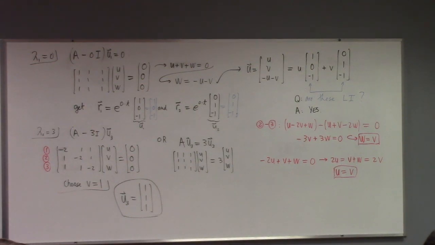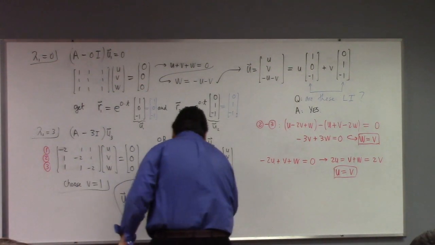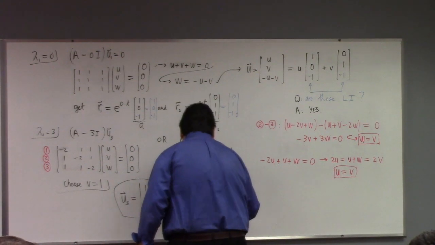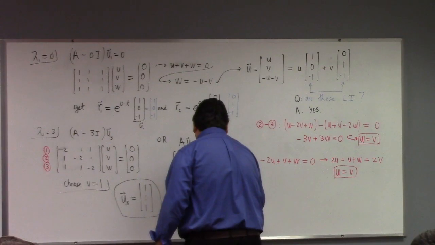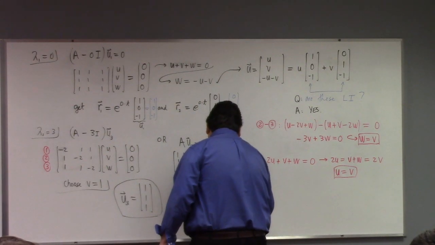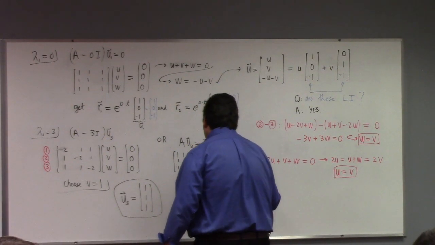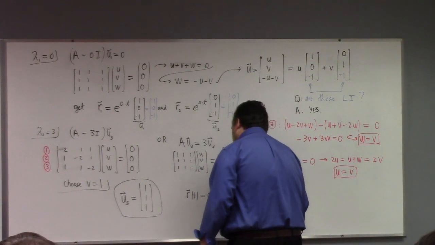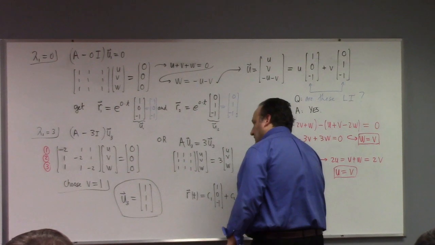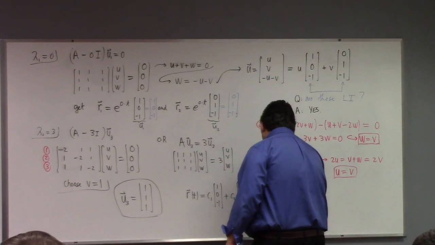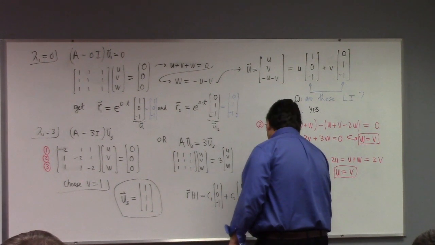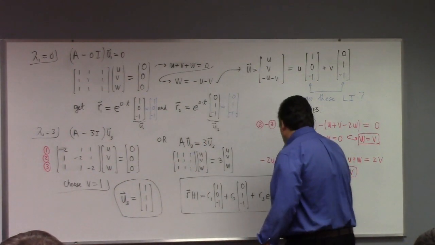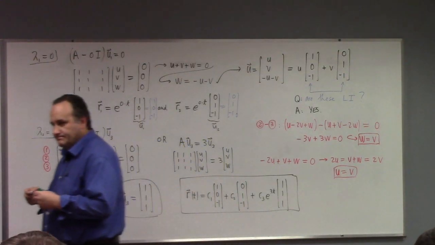So let's put it all together. The general solution then is as follows. R of t is equal to C1 times my handy-dandy constant solution, 1, 0, minus 1, plus C2 times 0, 1, minus 1, plus C3 times e to the 3t times 1, 1, 1. And there you go. That's the general solution to this system of differential equations. All right?